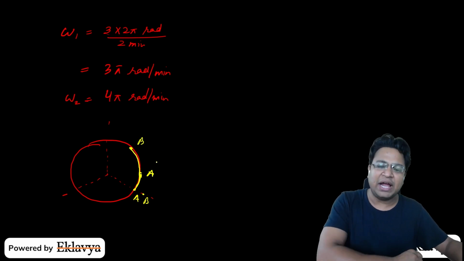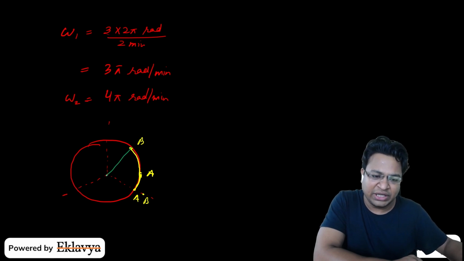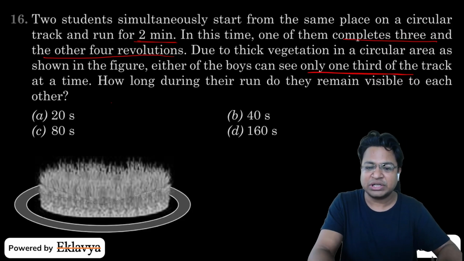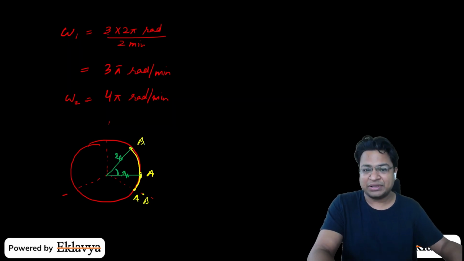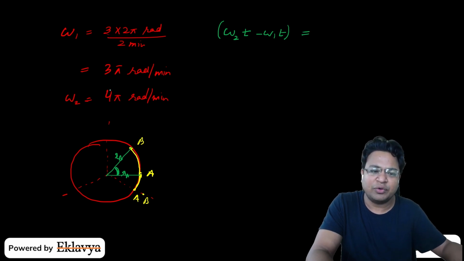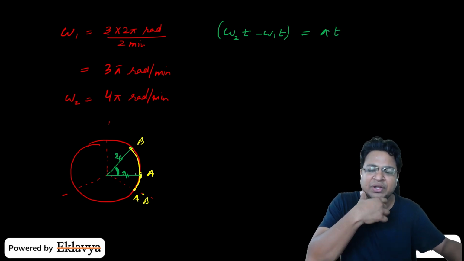We will find B ahead of A, and A will be able to see B so long as the angle between these two radii, let me call this RB and this RA, is less than 120 degrees. Why 120 degrees? Because the question tells us that they can only see each other on one third of the track. So that's 120 degrees, or 2 pi by 3 radians. How do I write this angle? You can check this, it would be omega 2 into t minus omega 1 into t. If I put the values of omega 2 and omega 1, we end up writing pi t. So this angle is pi t.